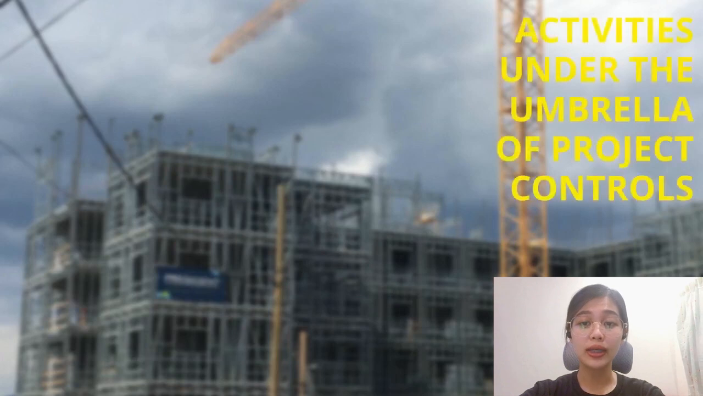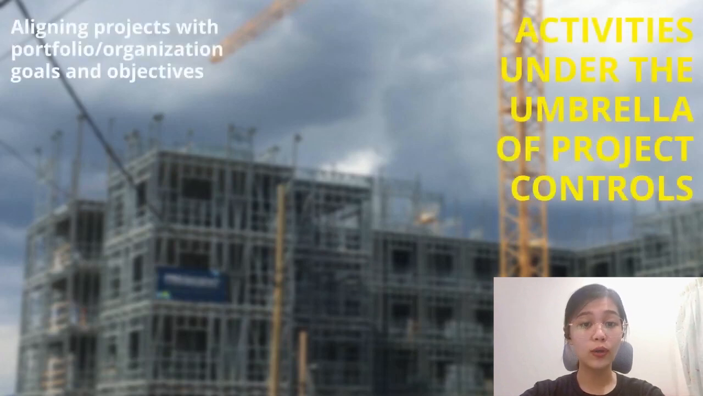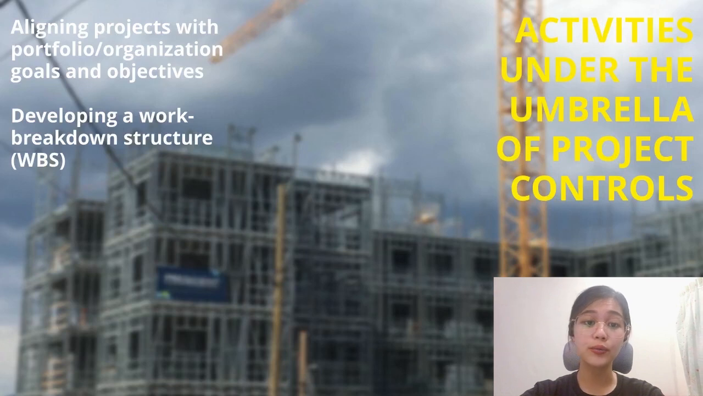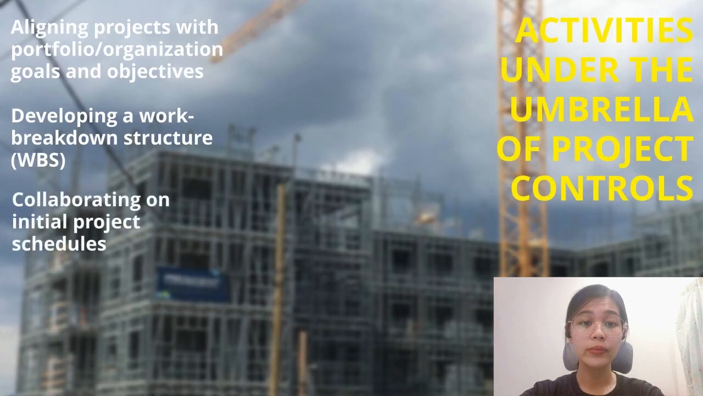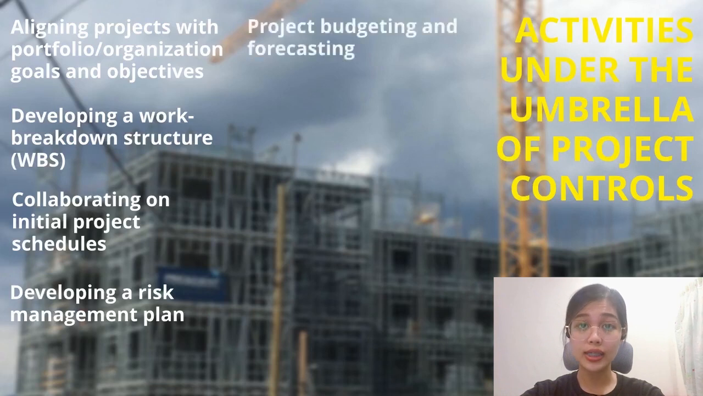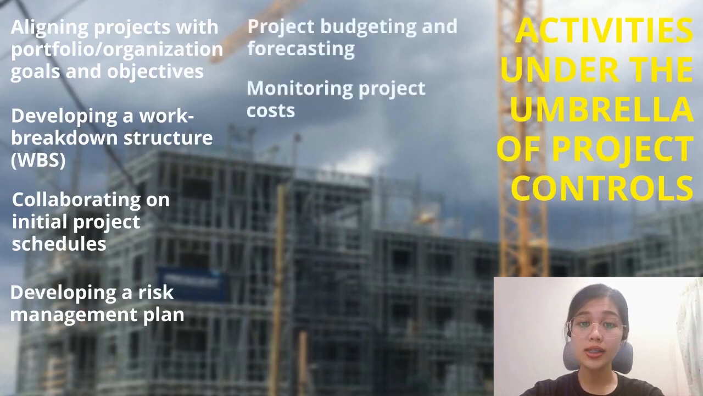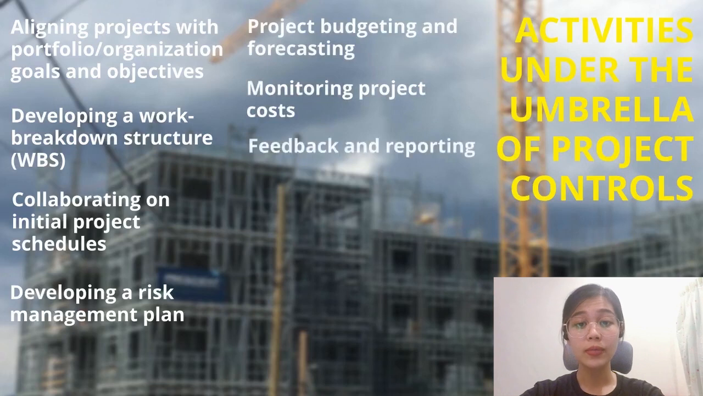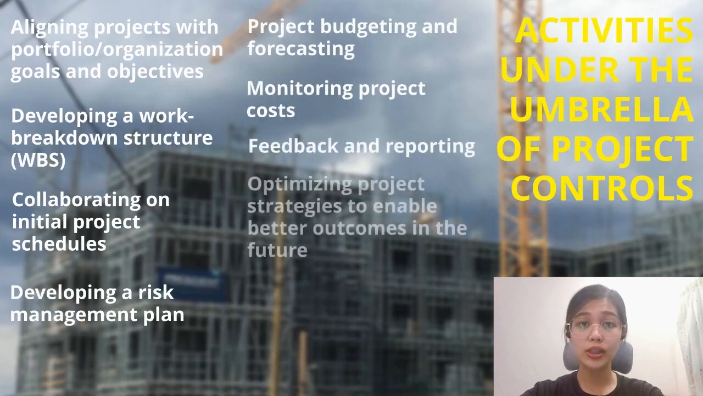Activities under the umbrella of project controls: aligning projects with portfolio or organizational goals and objectives, developing a work breakdown structure (WBS), and collaborating on initial project schedules, developing a risk management plan, and next, project budgeting and forecasting, monitoring project costs, feedback and reporting, and also optimizing project strategies to enable better outcomes in the future.